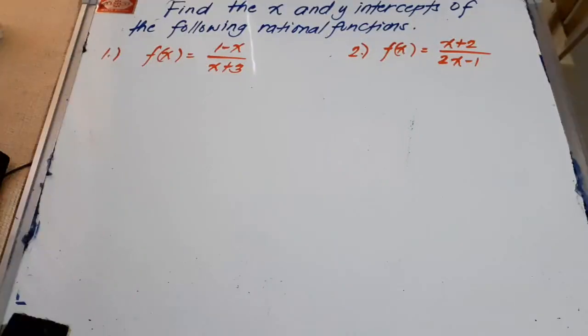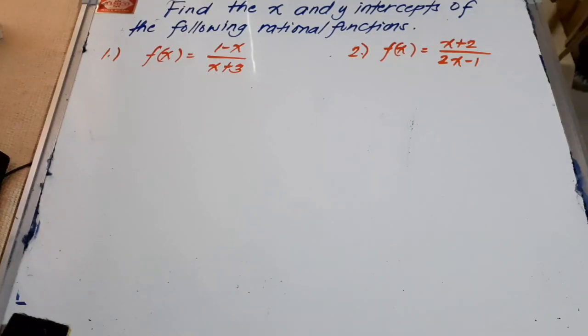Okay, so this will be my second video on the topic about domain, intercepts, and zeros of a rational function. In today's video, you're going to learn how to determine the x and y intercepts of given rational functions. Paano ba makukuha ang x and y intercepts ng rational function? Simple lang, to solve for the x-intercept, we let y equal to 0. And to solve for the y-intercept, we let x equal to 0.